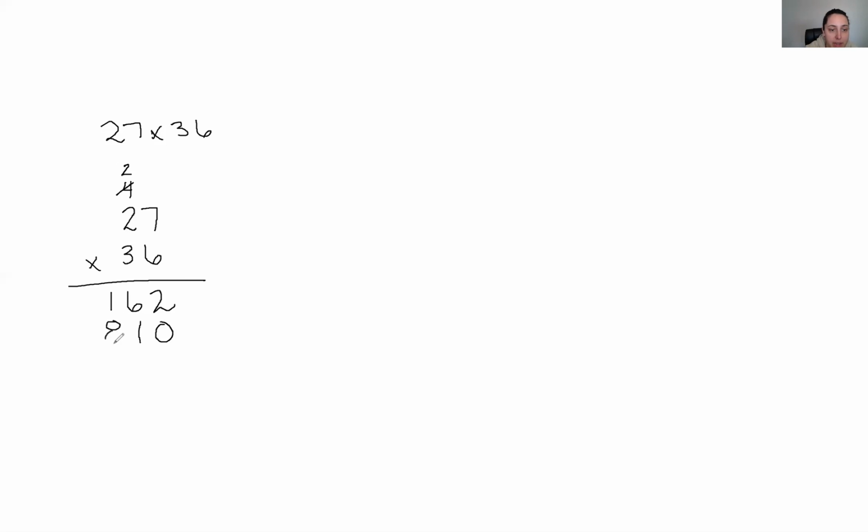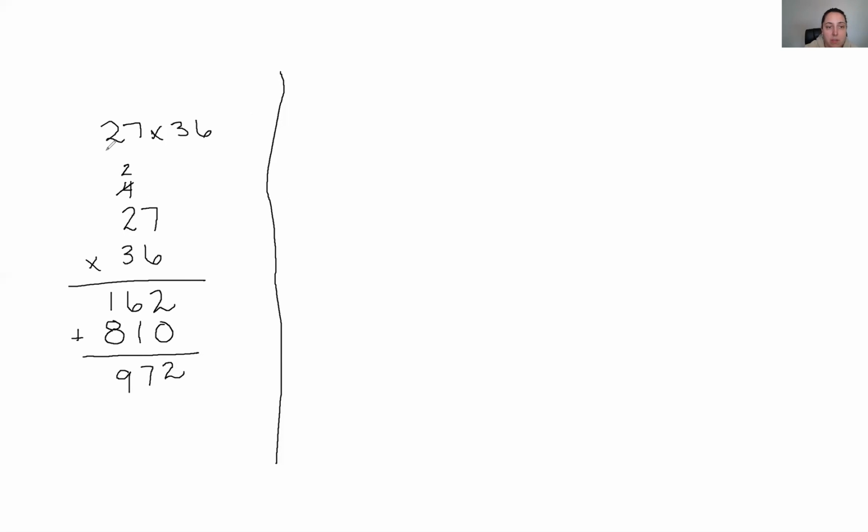Okay, my next step, I've done all my multiplications. My next step is just to add. 2 plus 0 is 2. 6 plus 1 is 7. 1 plus 8 is 9. So 972. That is one method to multiply, okay? And this is probably the method that your parents would like to use. So if you need help with how to multiply, definitely ask them and they'll be able to help you with this method.